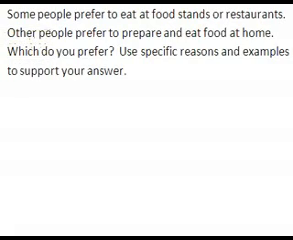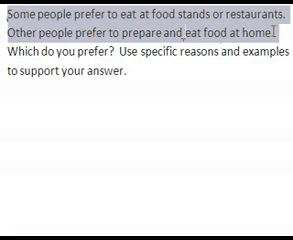Now if we look at the essay question. The question reads, some people prefer to eat at food stands or restaurants. Other people prefer to prepare and eat food at home. Which do you prefer? Use specific reasons and examples to support your answer.